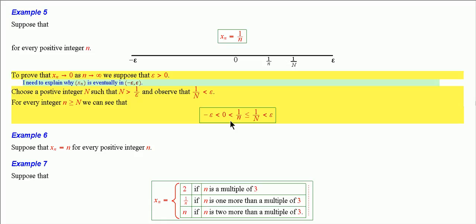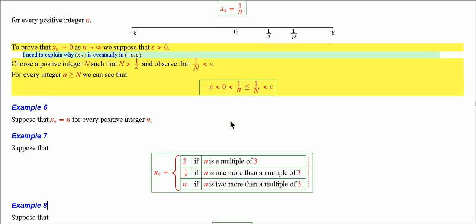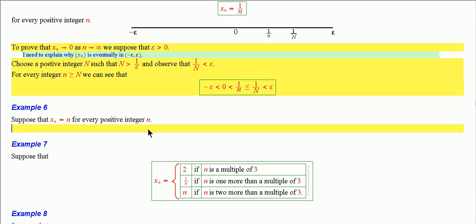Now, that's that one. I want to talk to you about number 6. x sub n is n for every positive integer n, and let me tell you what we want. We want to prove that x sub n tends to infinity as n tends to infinity. It's kind of weird. It'd be like proving a theorem that as n tends to infinity, n tends to infinity. That's really what this is saying. It looks a bit silly, but let's check that it fits the definition.